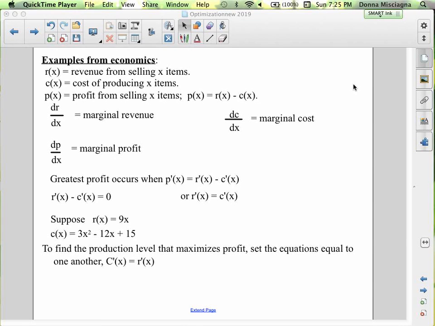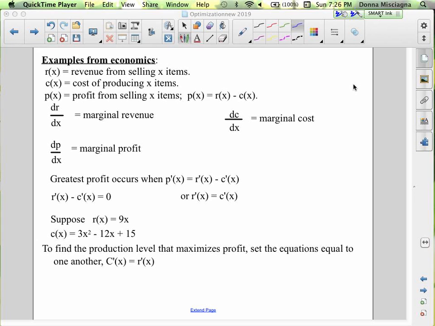So suppose R of X equals 9x, and suppose C of X equals 3x squared minus 12x plus 15. To find the production level that maximizes the profits, we would set the marginal cost equal to the marginal revenue. All we have to do to find them is take the derivative. So that's pretty easy.